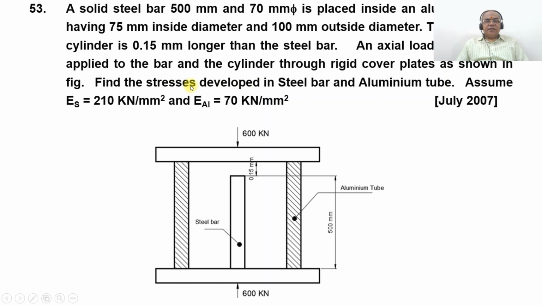Find the stresses developed in steel and aluminum tube. So we need to find out only the stresses. And also assume the Young's modulus of steel as 210 kN per mm square and the Young's modulus of aluminum as 70 kN per mm square. So this is the problem which is given to you.